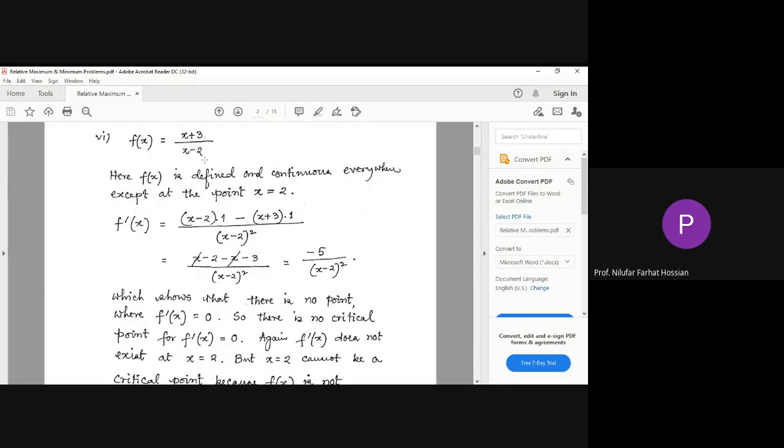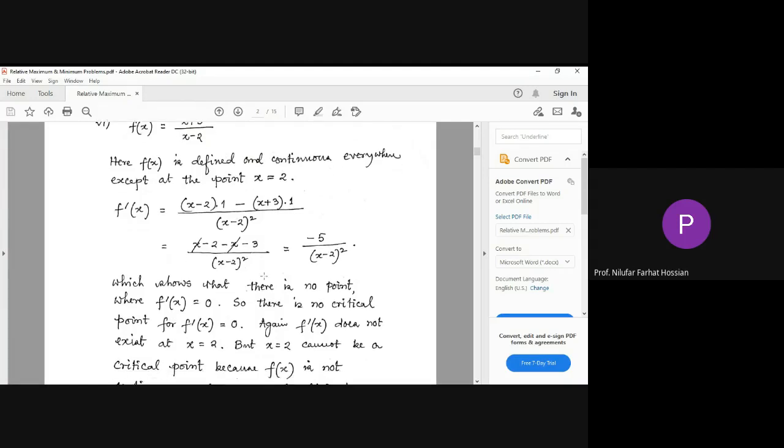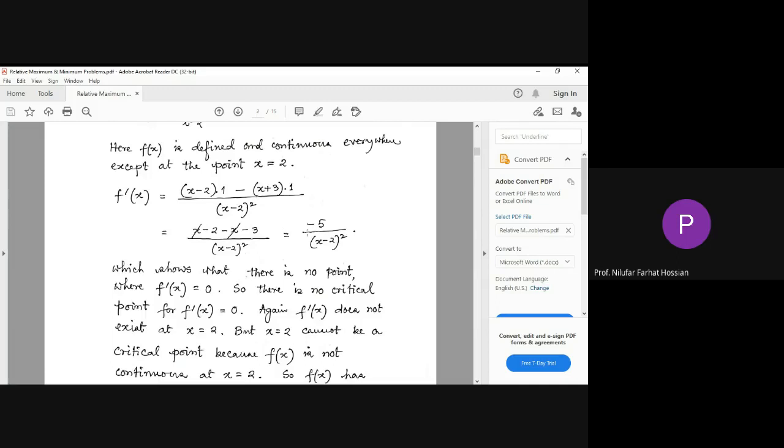Apply the quotient rule. The lower part becomes (x minus 2) whole square, and the upper part (x minus 2) into d/dx of the upper part. d/dx of the upper part is just 1. Then minus the upper part into d/dx of the lower part. So (x plus 3) into 1, it will be simply 1. So do the algebra. It is giving you what? In the upper part you have minus 5 divided by (x minus 2) whole square.